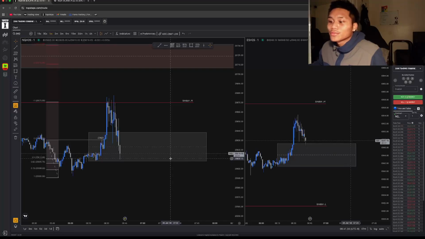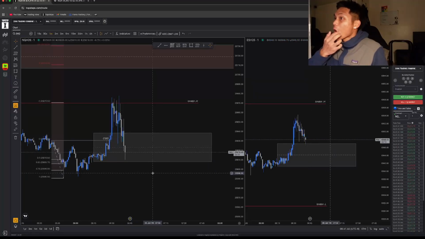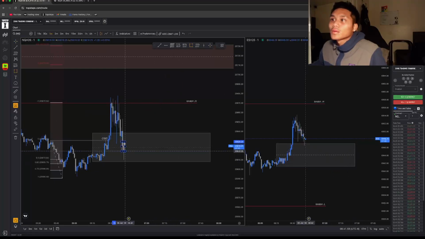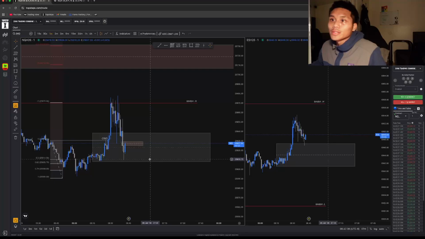Dude, that candle forming is scary. Holy crap, look at how volatile that is. That's insane. But I want to see if it tests within the 0.62 range. Okay. We do have a 1 minute bearish fair value gap right here. We did get a test within the 0.5 range.